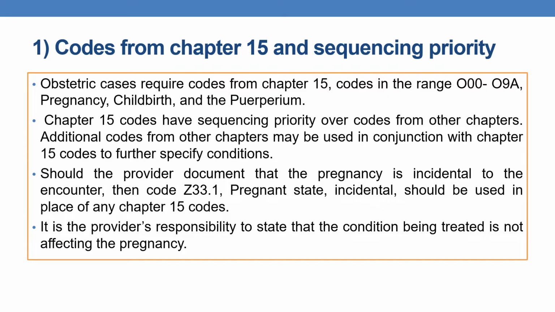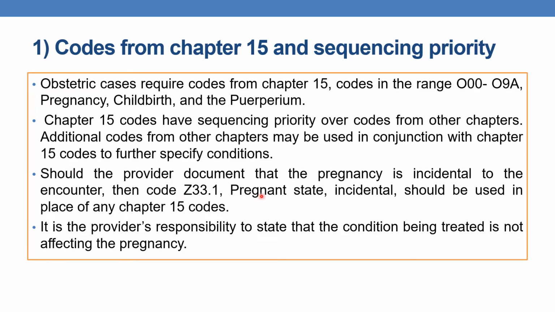So first coming to codes from chapter 15 and sequencing priority. The obstetric cases require codes from chapter 15 that are in the range O00.2 to O9A, pregnancy, childbirth and puerperium. The chapter 15 codes, that is the O codes, have sequencing priority over the other chapters. Additional codes from other chapters may be used in conjunction with chapter 15 codes to further specify the condition.